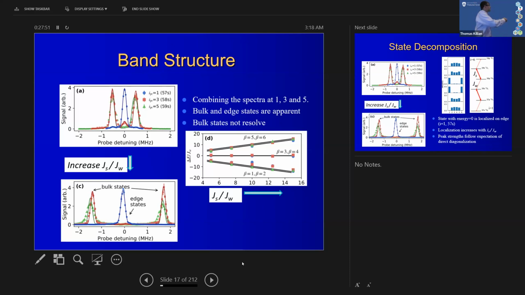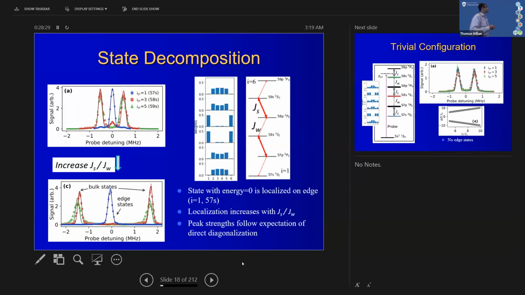If my ratio of the strong to the weak tunneling is relatively small, the levels are relatively close together in the synthetic dimension. That's over here, for low J strong over J weak. And if I increase J strong over J weak, then the states spread out. These are the bulk states that are tuning away from E equals 0, and they have high overlap with the bulk states, the levels in the center. And in the middle at E equals 0, these are the edge states with high overlap with the edge, at energy equals 0 as I change the couplings.